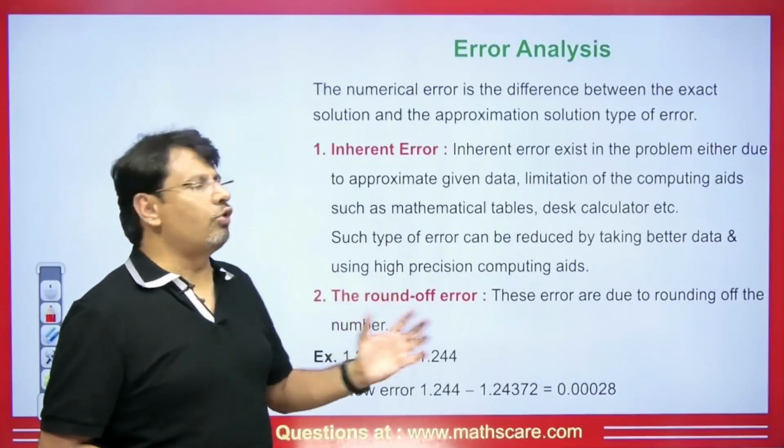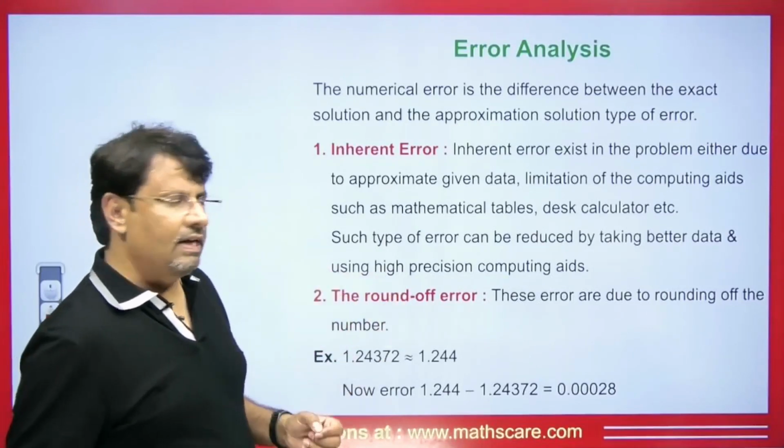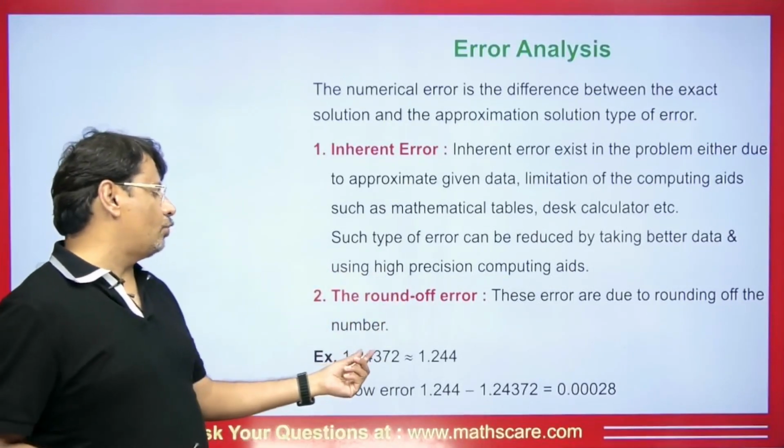Now we are talking about round-off error. The term round-off error itself suggests that, let's say we have a number like 1.24372.